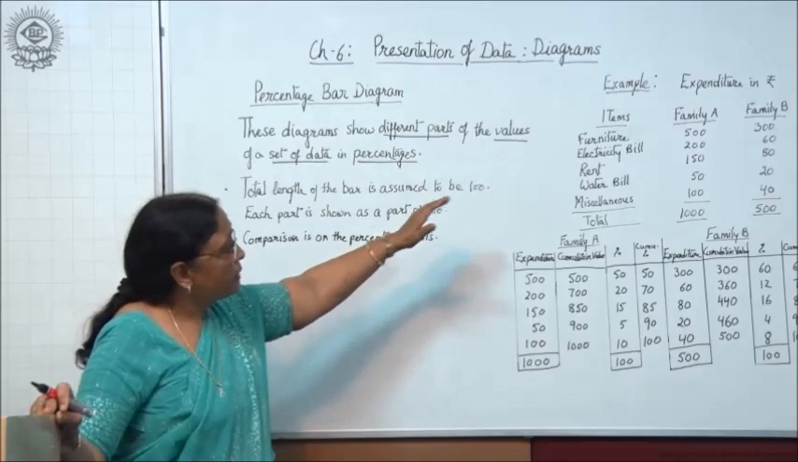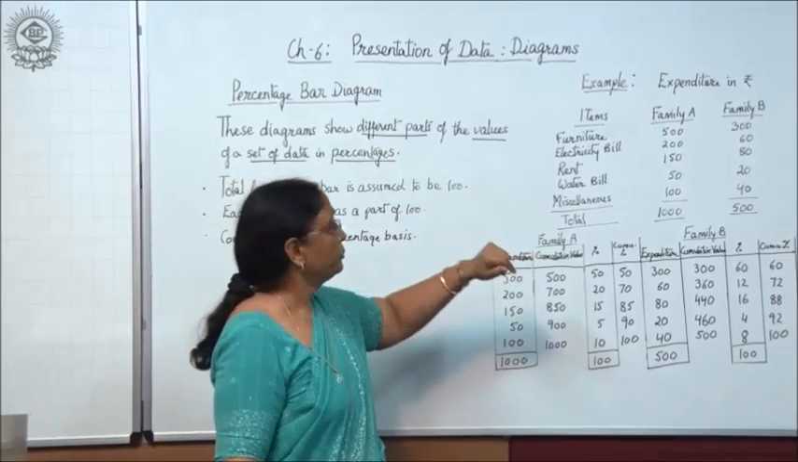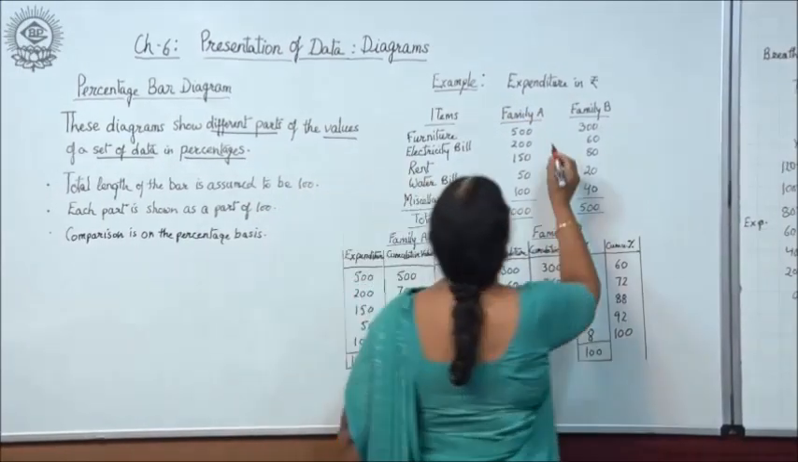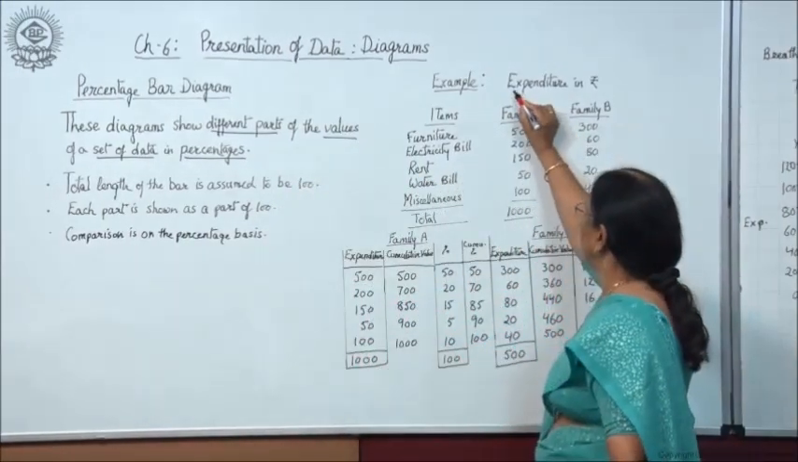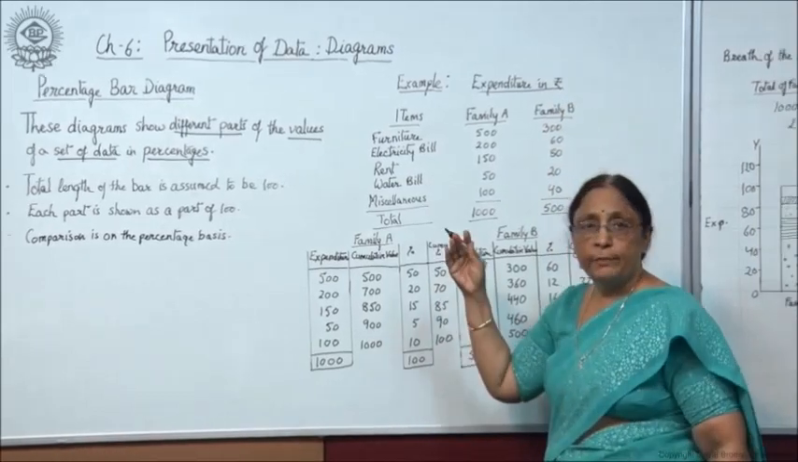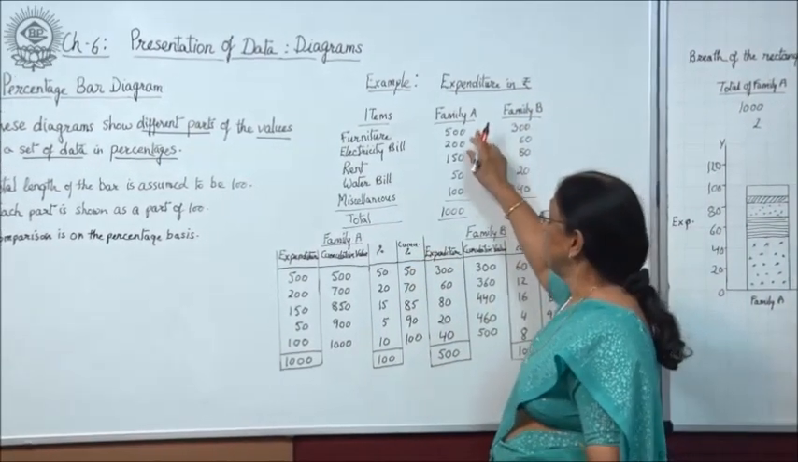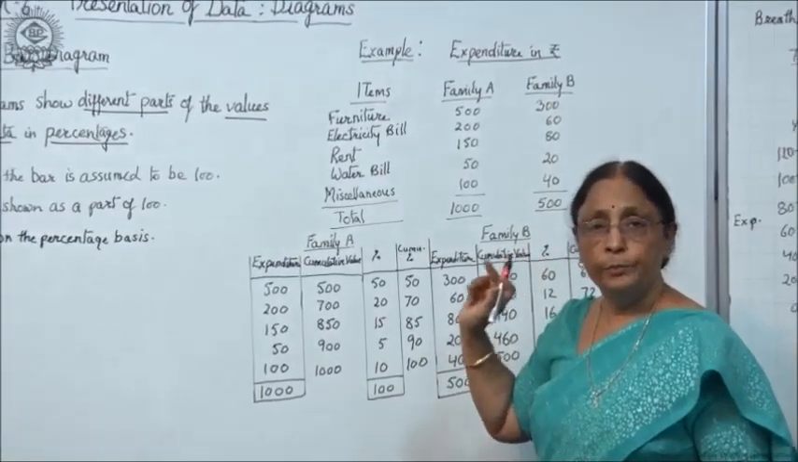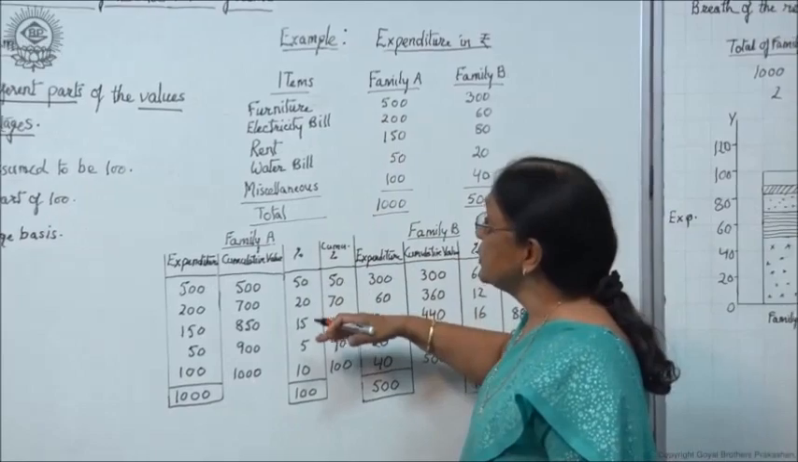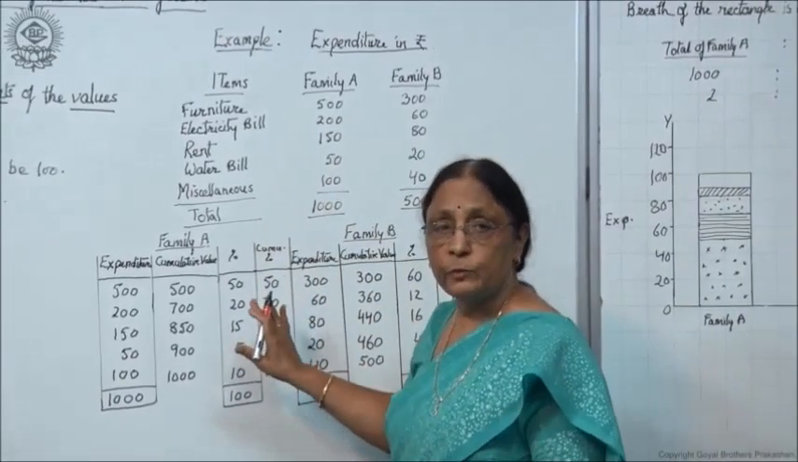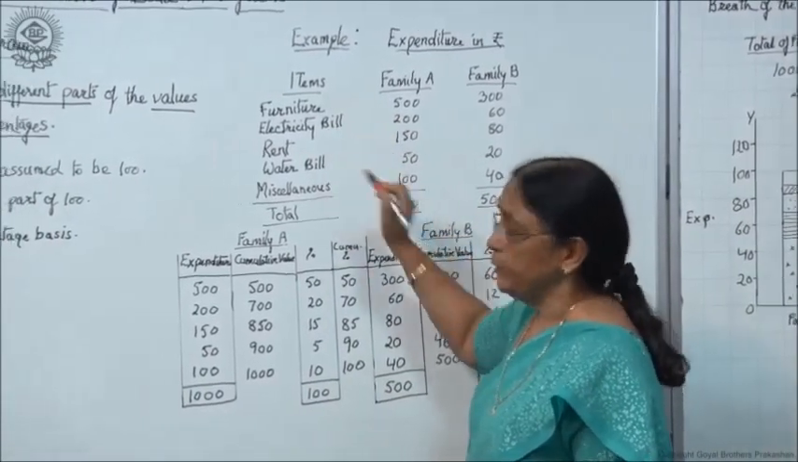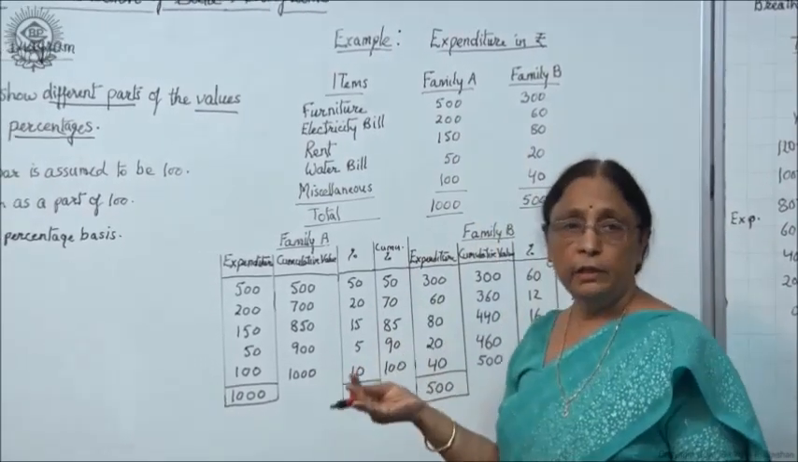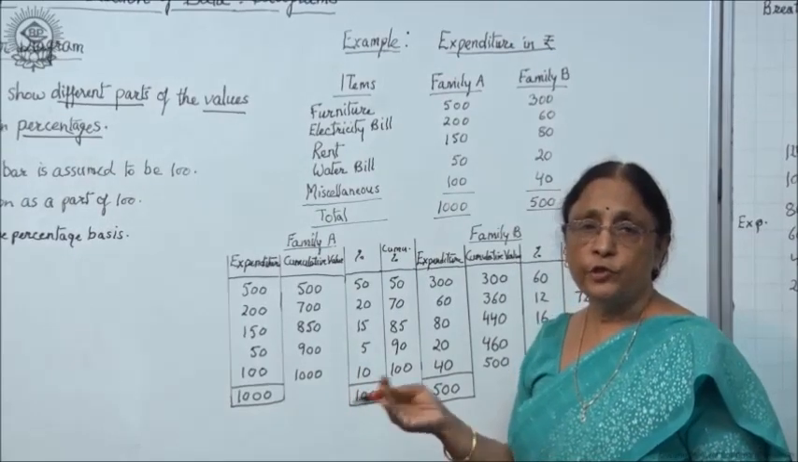Now let us take an example to make it clear to you. In this case, we have taken the expenditure of two families. This is an imaginary example. Suppose we are taking the expenditure in rupees of family A and family B. For the explanation's sake, or to simplify it, we have taken only a few items, right? And the values are also imaginary. It can differ according to the expenditure of the family.